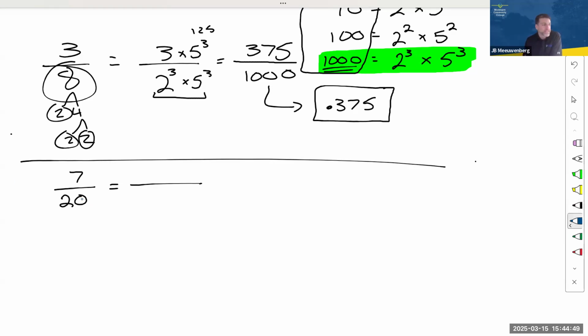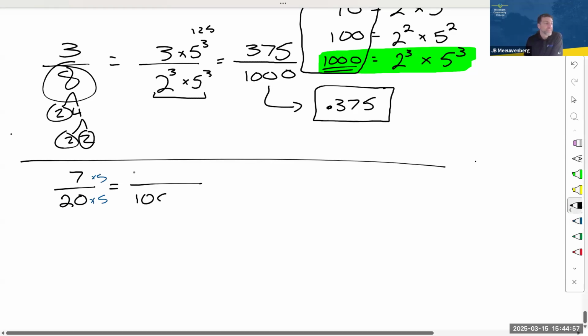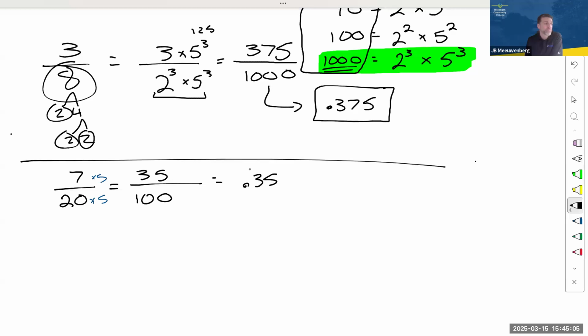And what you may have come up with is, if we take 20 and multiply it by 5, we get 100. 7 times 5 is 35. We now have 35 over 100, which is 0.35 or 35 hundredths. So 7/20ths can be converted to a fraction with the denominator that's a power of 10, and then we can write it as its decimal version.